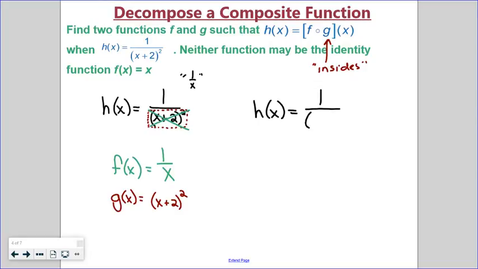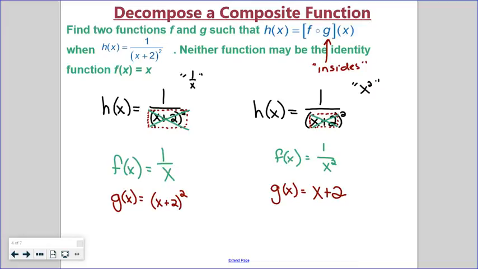And so instead, if we look at this as the parent function x squared, the insides would become what's inside our parentheses, and so that would be x plus 2. Then I would call the insides, or my g of x, x plus 2. And if I do that, f of x is 1 over, and then replace what I took out with an x, x squared.